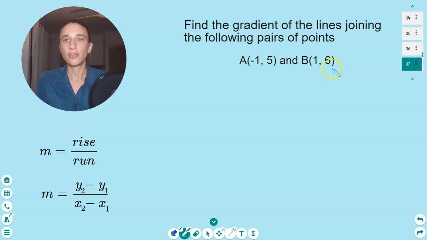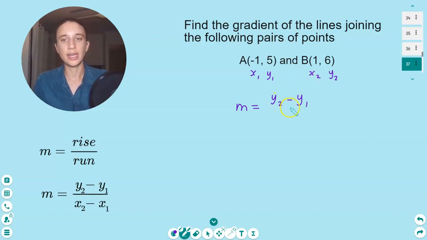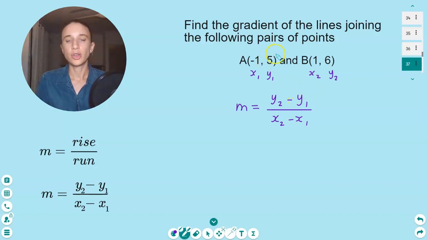Okay, gradient of the lines joining these pairs of points. When I see that, you can see that formula in my formula sheet, and I'm going to label the points. And then I'll write my formula carefully. It has to be in that order, okay? When you write the formula, y2 take y1 on x2 take x1. You could label this point x2, y2 and this one x1, y1 if you wanted. But you need to be consistent with how you're substituting them into that formula. Okay, now formula, substitute.